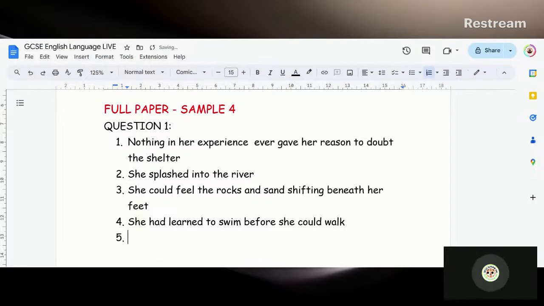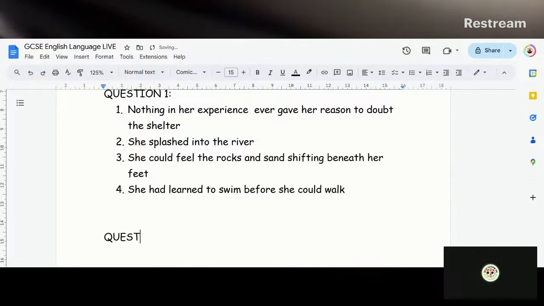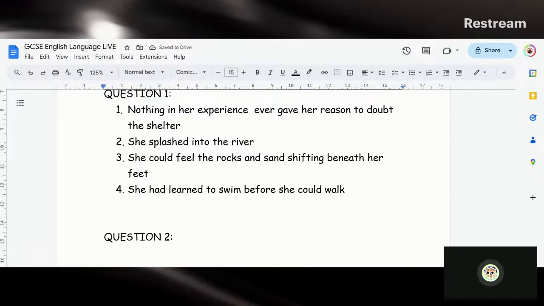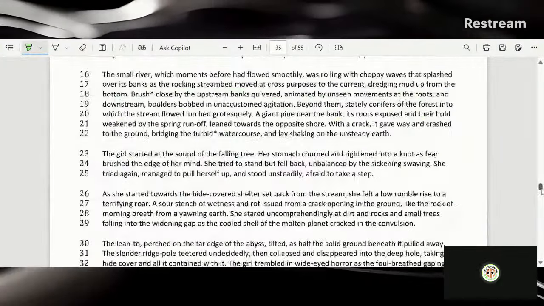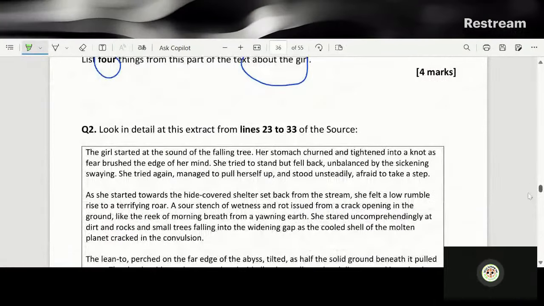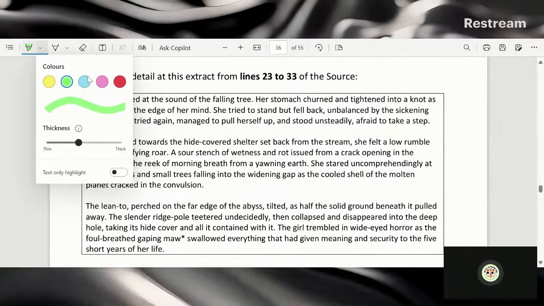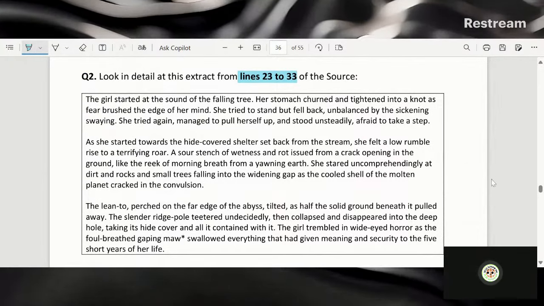Okay, we're now moving on to question 2, which is the focus on language. You're given an extract. It's an 8 marker on language. So going to this. Nicely, they've given you the extract so you can simply just annotate anything you want. So look in detail at the extract from lines 22 to 33.